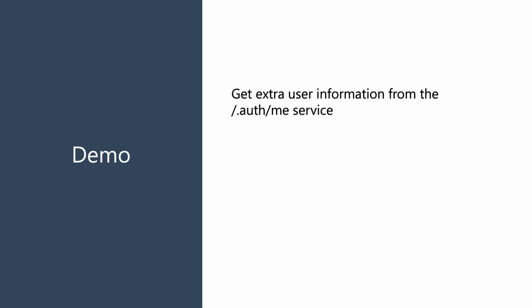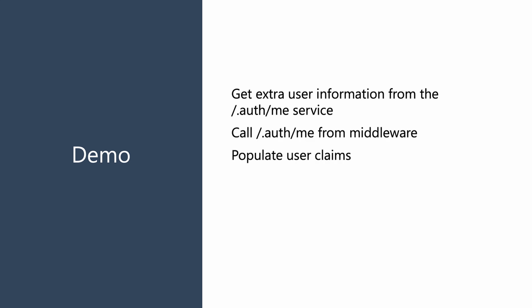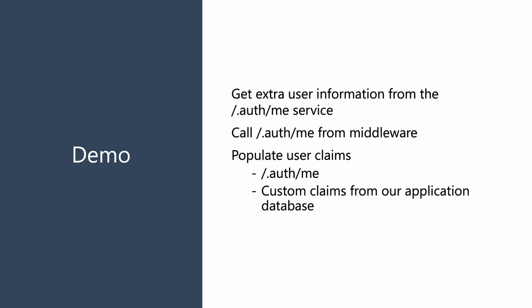In this demo, I'm going to show you how to get some extra information from the auth.me service. So we're going to call auth.me from our middleware, and then we're going to populate our user claims. So we'll take the claims from auth.me, and then we're also going to hook in some claims from our application database. So we're going to start extending and adding some additional functionality from our application to start describing what someone can do in the app.